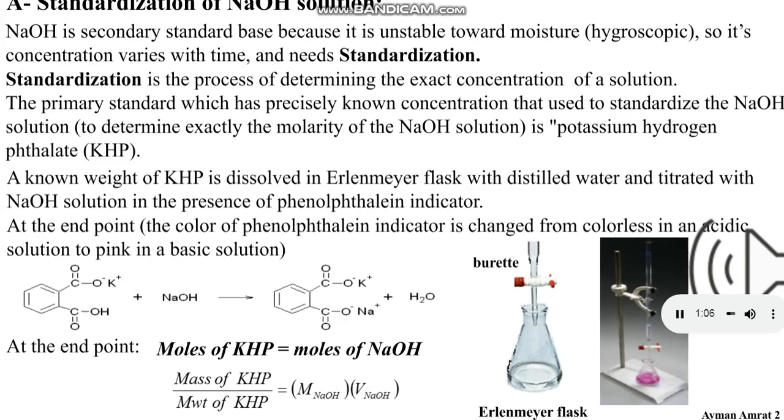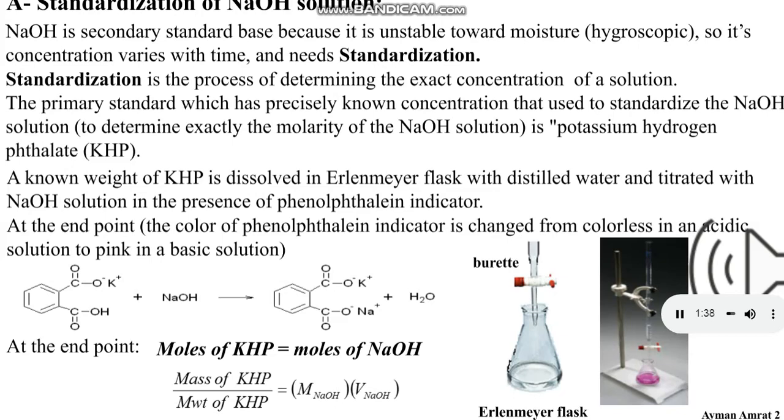In the standardization part, a known weight of KHP is dissolved in distilled water in an Erlenmeyer flask and titrated with NaOH solution in the presence of phenolphthalein indicator. At the end point, when the phenolphthalein changes its color from colorless to pink, we reach the end point and consider it as the equivalence point.